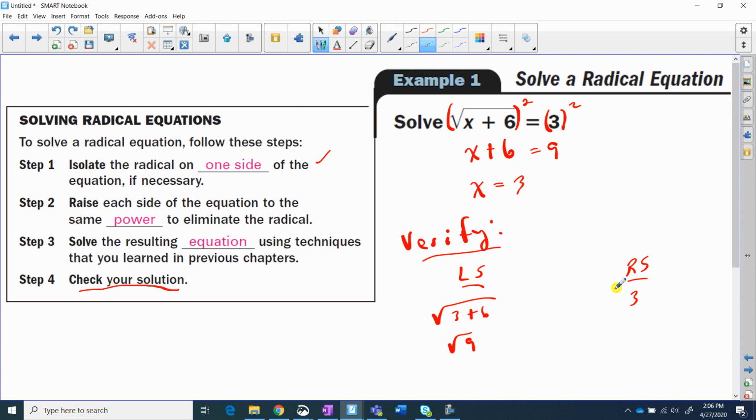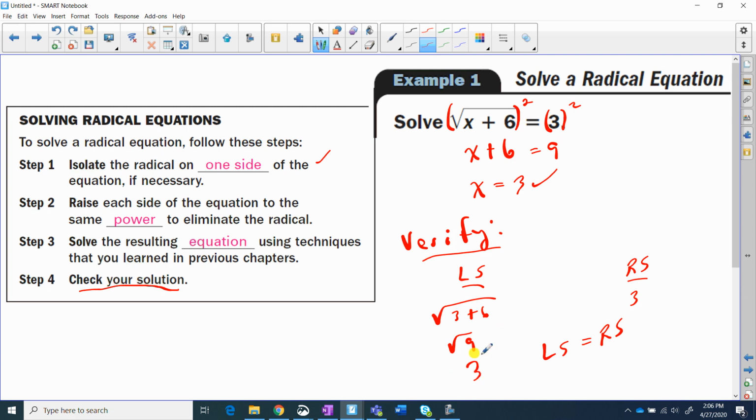If it doesn't, this would be what I refer to as an extraneous solution. We'll run into those as we progress through this. The square root of 9 here is 3. Left side equals the right side, which implies our answer is good. That would be the solution to that radical equation.